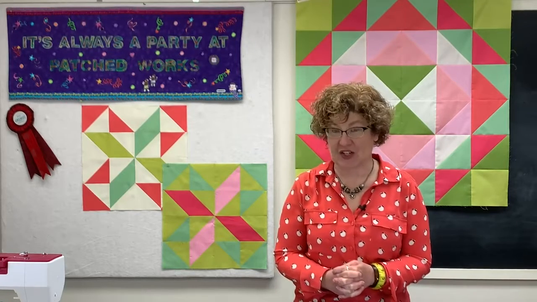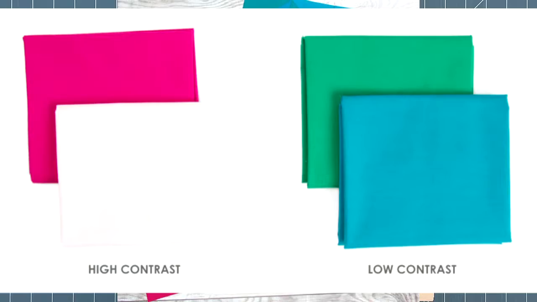Here I have a picture of a high contrast and low contrast combination. You can tell the difference between the cream and the pink, which would be high contrast, and the blue and the green, which is low contrast. In a picture like this, it is fairly simple to see the difference in contrast, but let's say you're pulling some fabric and you're not quite sure how to tell.